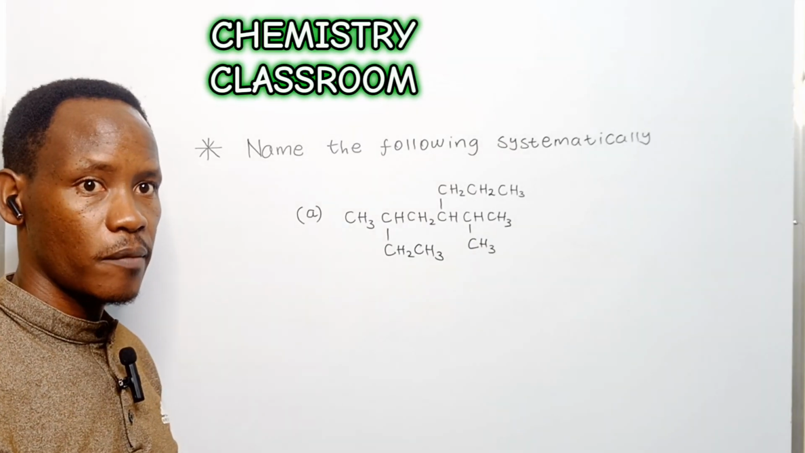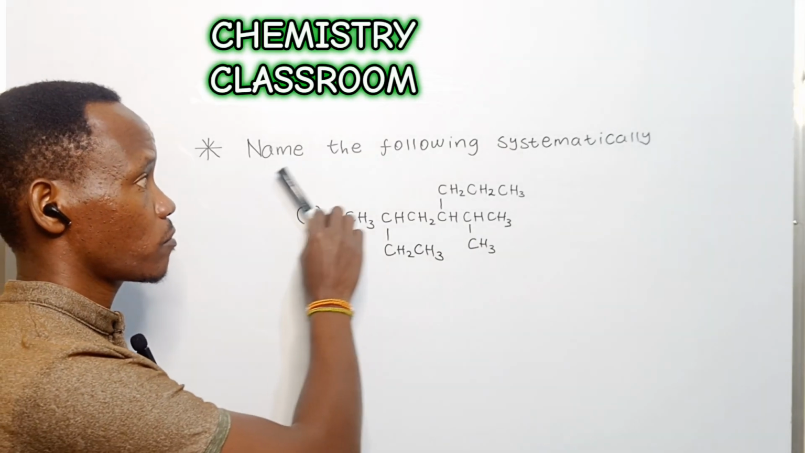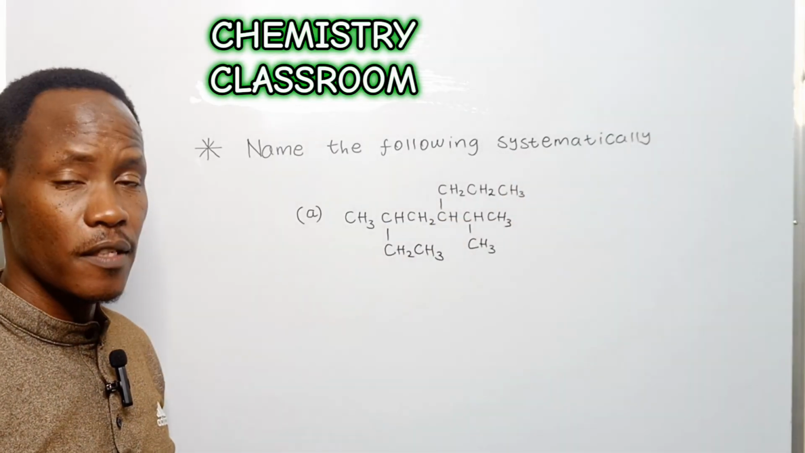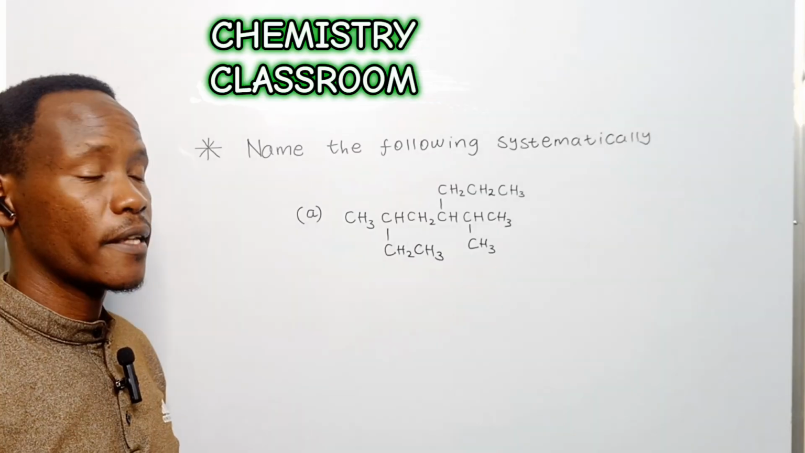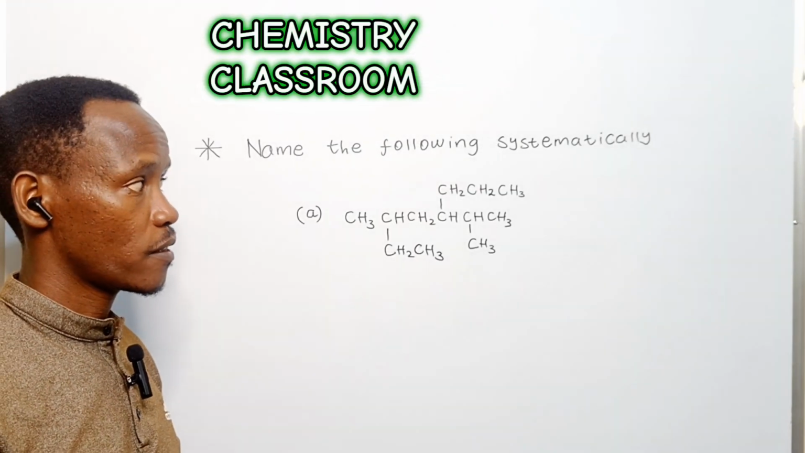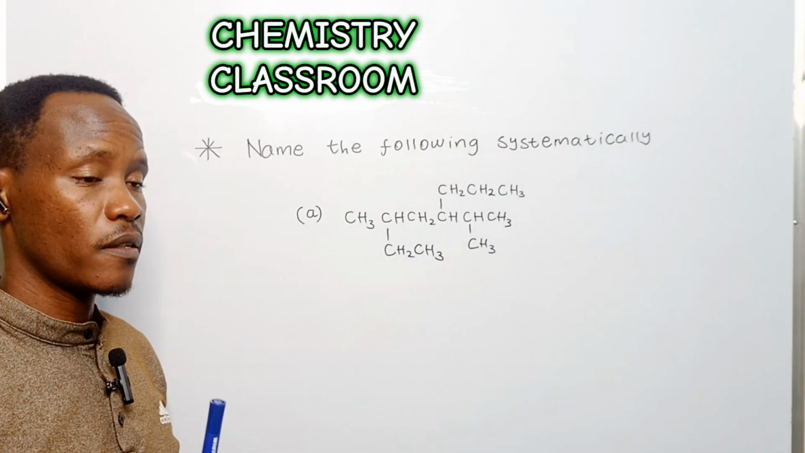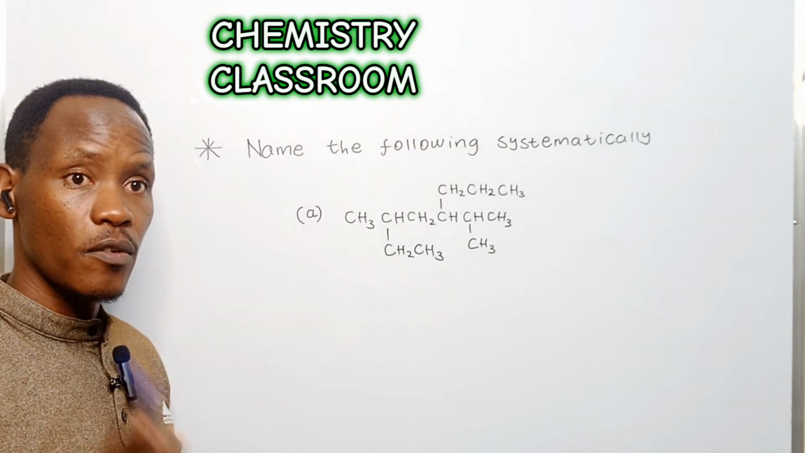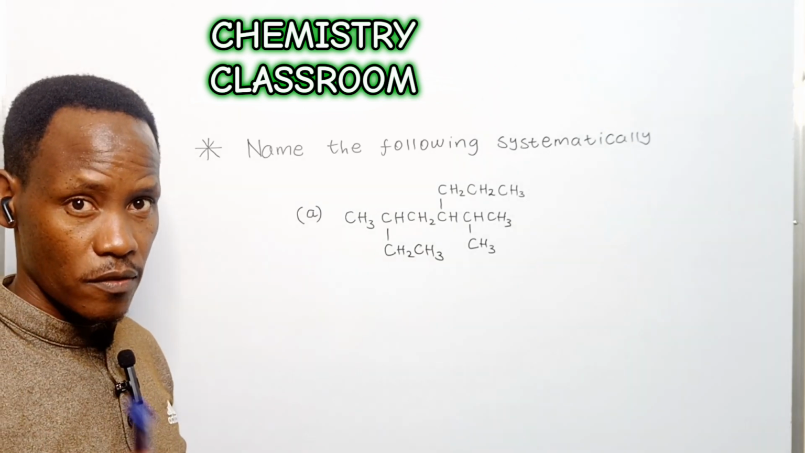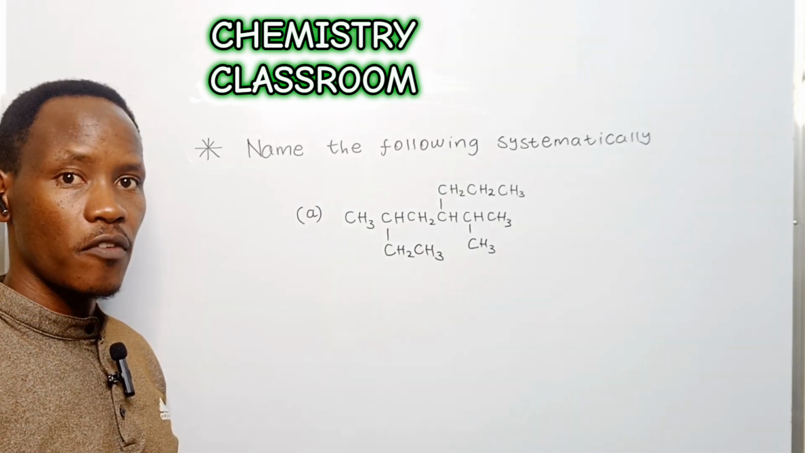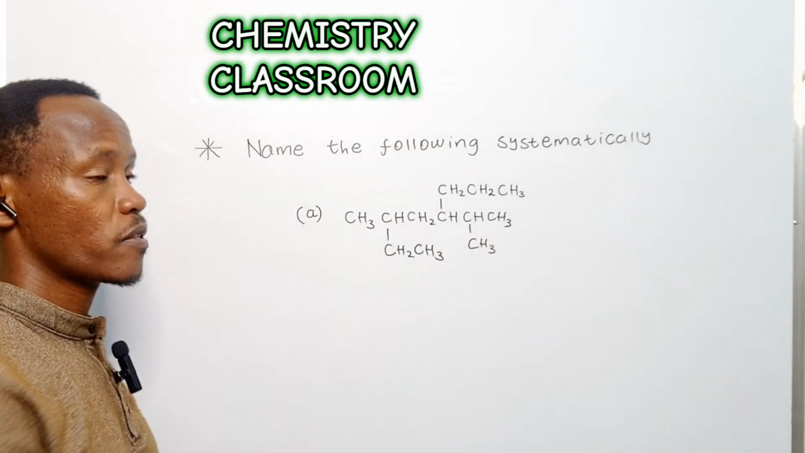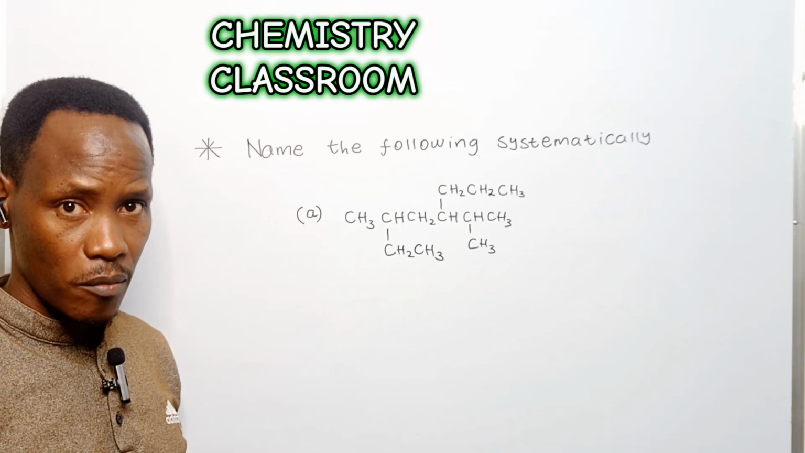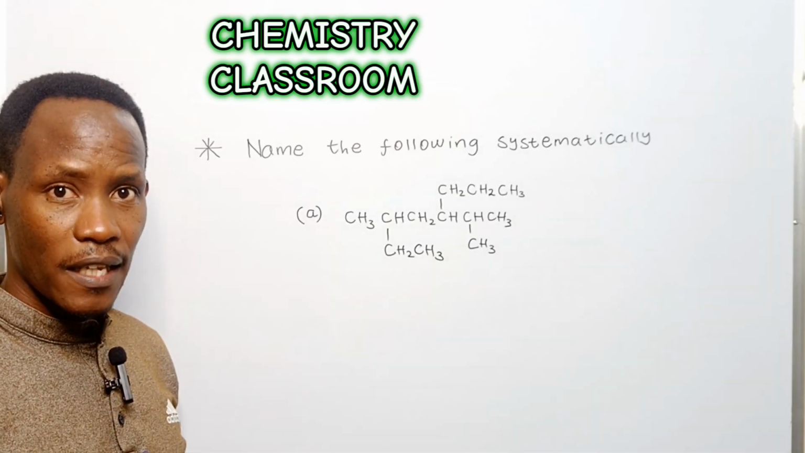Ladies and gentlemen, welcome to the classroom. And with us, we have a question where we're supposed to name this compound systematically. Systematically just implies that we must follow the guidelines. Now, basing on the guidelines, number one, we must identify the parent chain. As I have said above, the parent chain is always the longest carbon-carbon skeleton in the compound. Always make an effort to traverse through the compound to obtain all the possible carbon-carbon connections. And from those carbon-carbon connections, choose the longest.